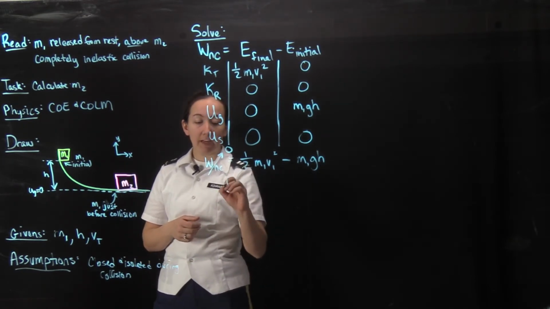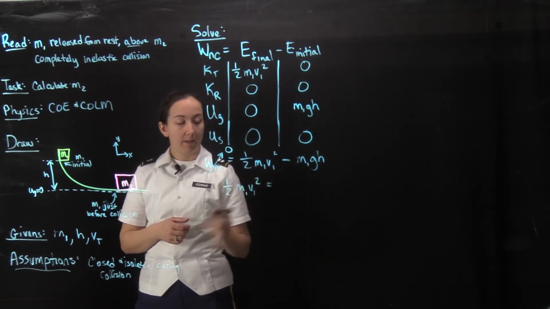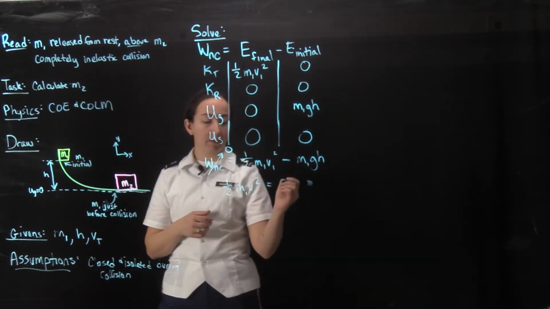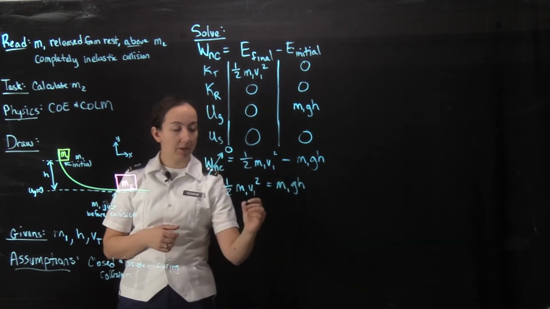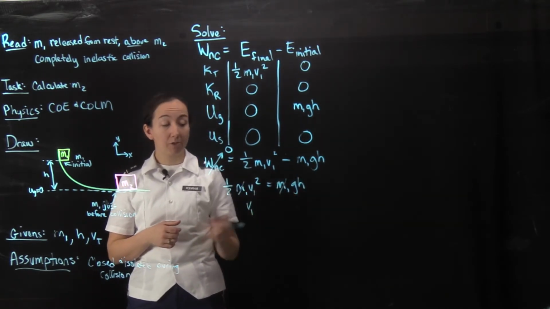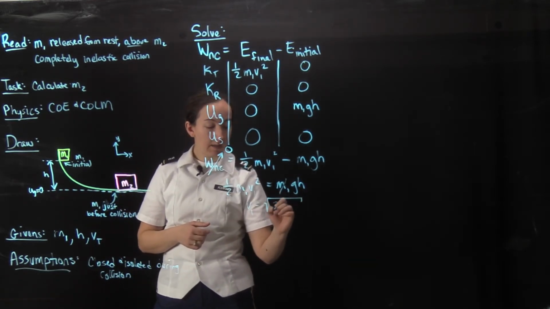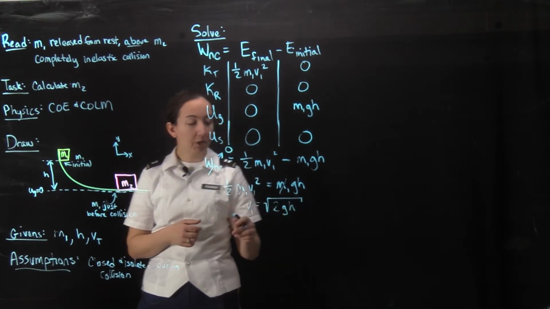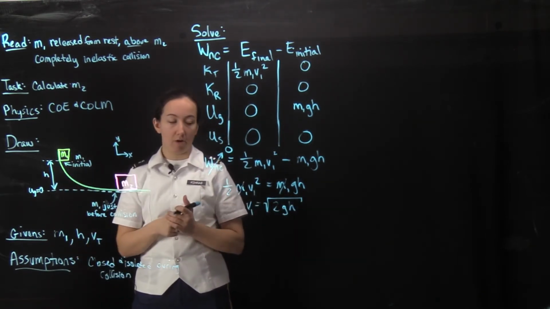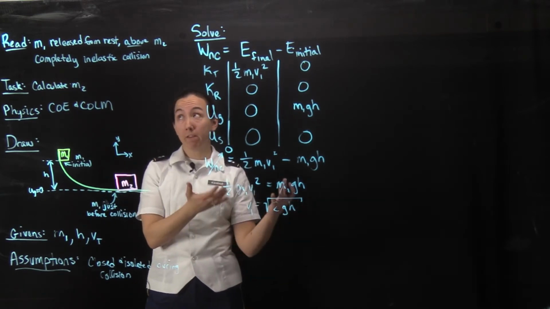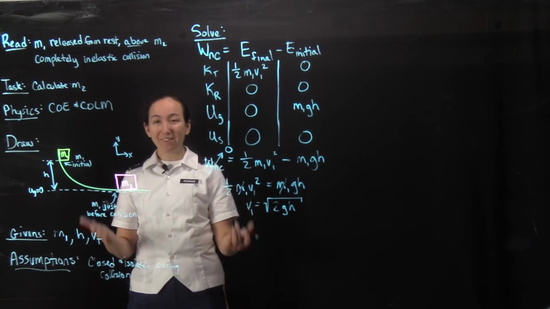So I'm going to do a quick algebraic solve: 1/2 times the mass 1 times that speed 1 squared is equal to mass 1 times acceleration due to gravity times the h. Mass 1's actually cancel, so the speed is equal to the square root of 2 times the acceleration due to gravity times that h, that distance here. So now I've solved for the speed of mass 1 right before the collision.